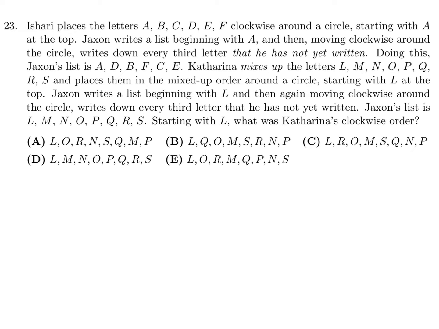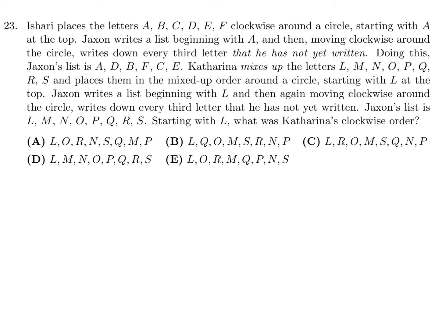Katerina mixes up the letters L, M, N, O, P, Q, R, S, and places them in the mixed up order around the circle, starting with L at the top. Jackson writes a list beginning with L, and then again moving clockwise around the circle, writes down every 3rd letter that he has not written. Jackson's list is L, M, N, O, P, Q, R, S. Starting with L, what was Katerina's clockwise order?